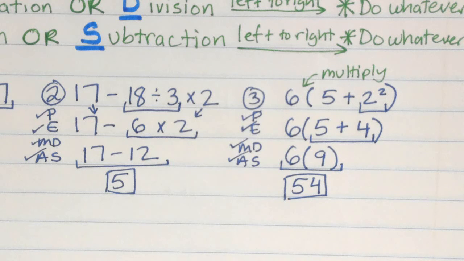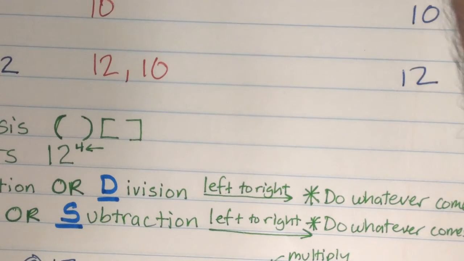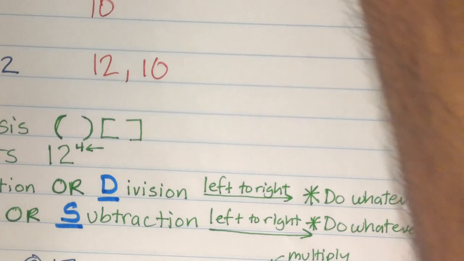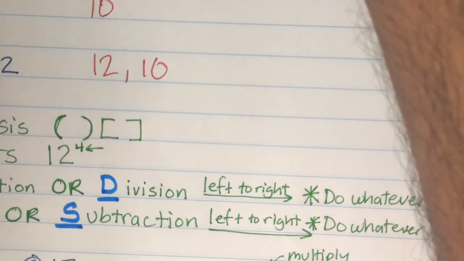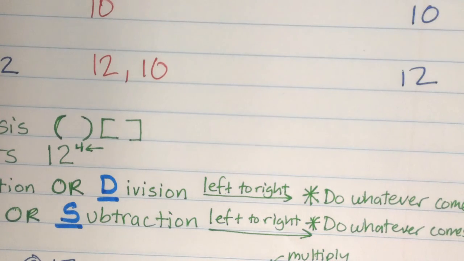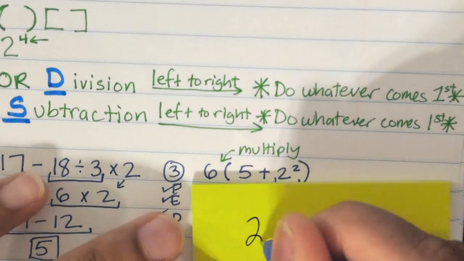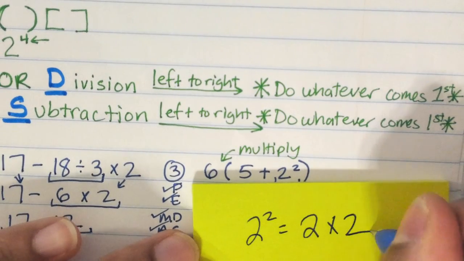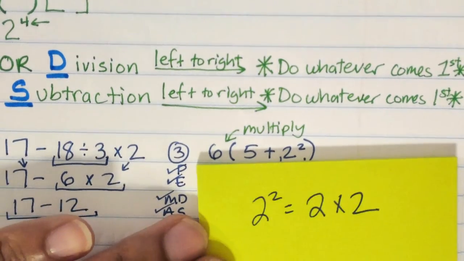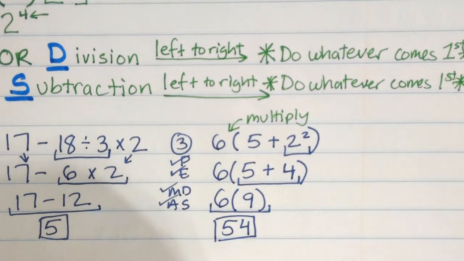Okay. Questions? Mr. Daniels? Yes. Why did you add the 2 plus 2? So remember 2 to the power of 2, right? 2 to the power of 2 means 2 multiplied by itself 2 times. So I didn't do 2 plus 2. It's 2 times 2. So that's how I got the 4.